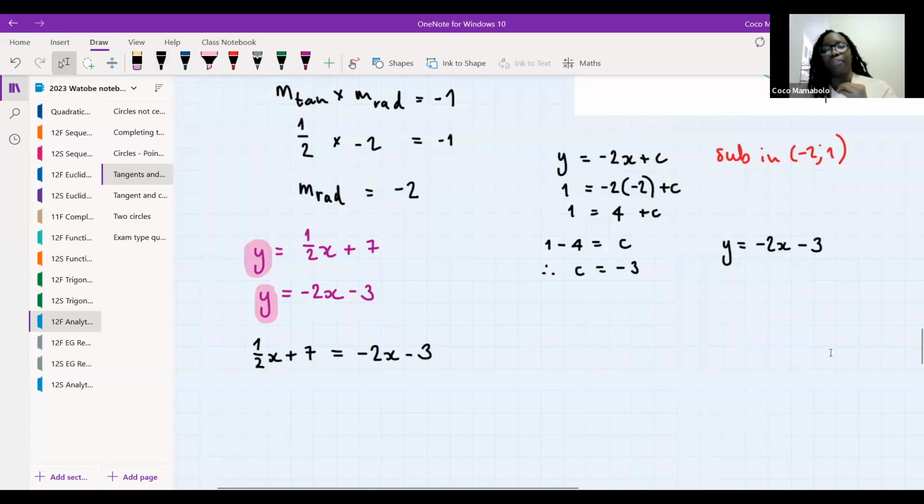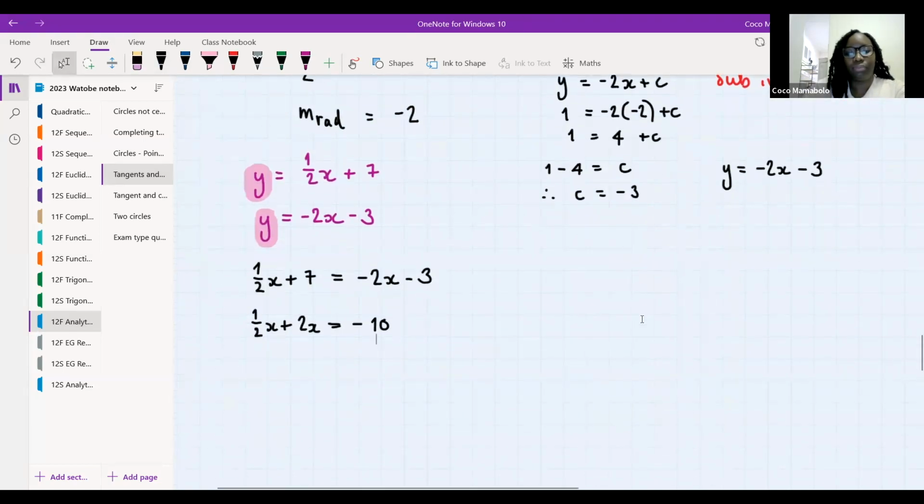I would like you guys to do that for me quickly. Okay, shift things around. You know how we do with the maths. Shift things from one side to the other. Let's find the value of x. We get a half x plus 2x is equal to negative 10. Right. And then I would get 5 over 2x is equal to negative 10. Nkanta says x is equal to 4. You're missing a negative there.